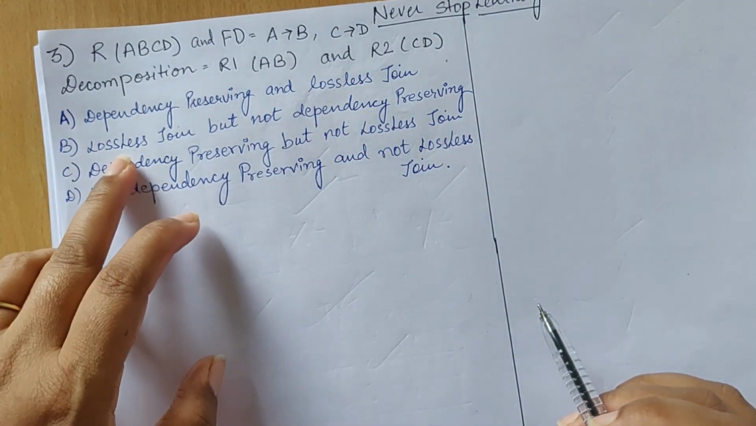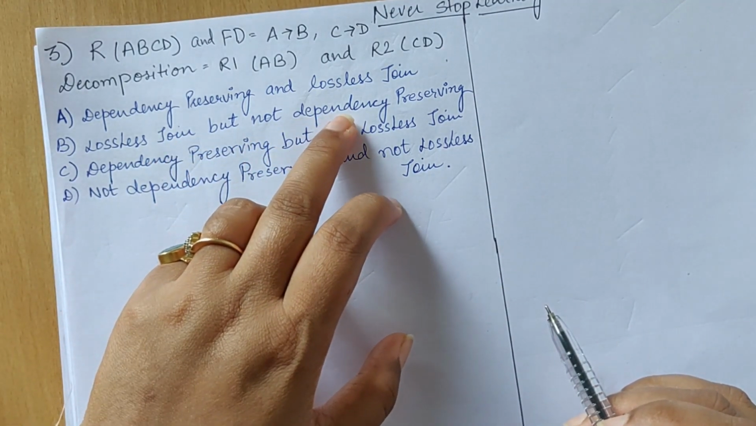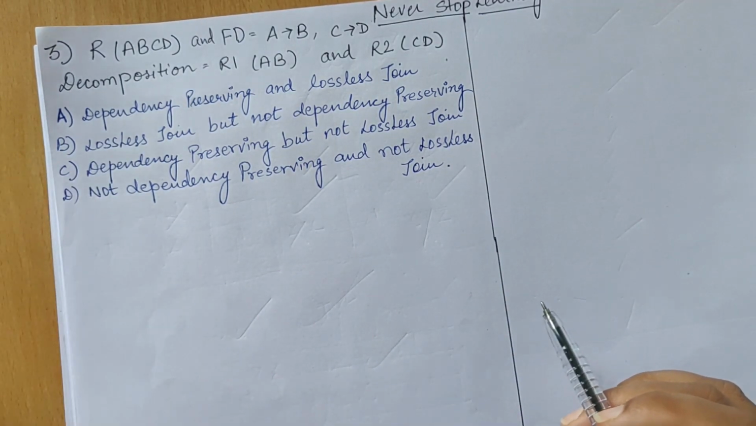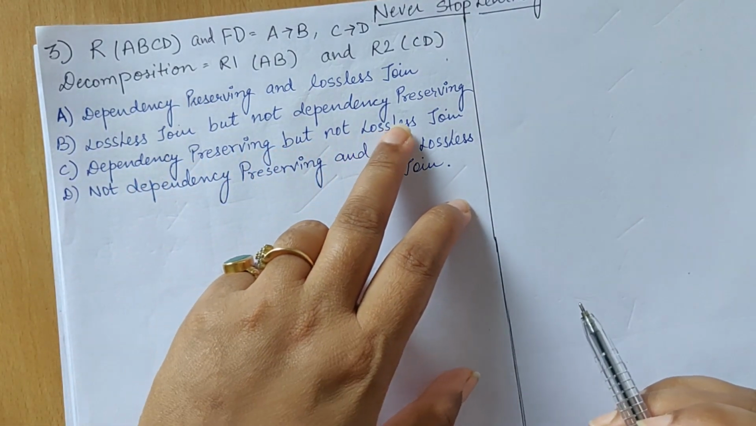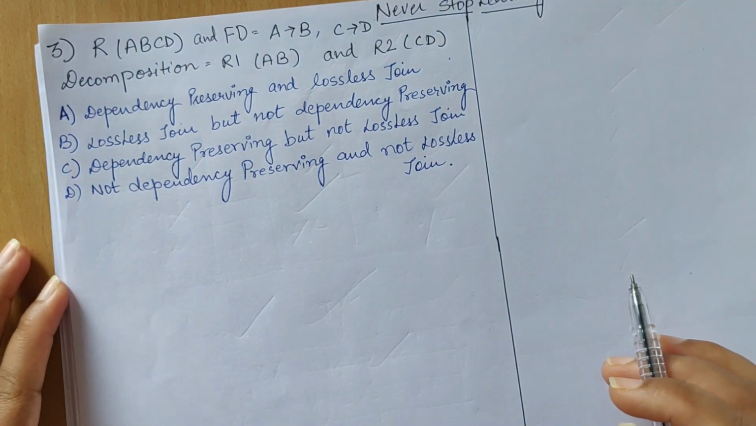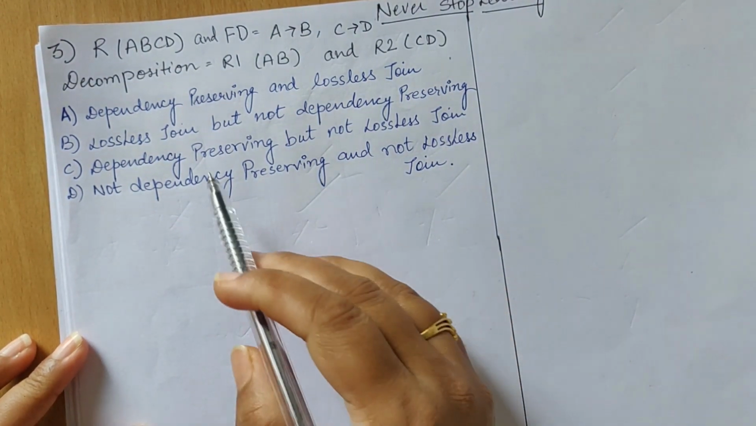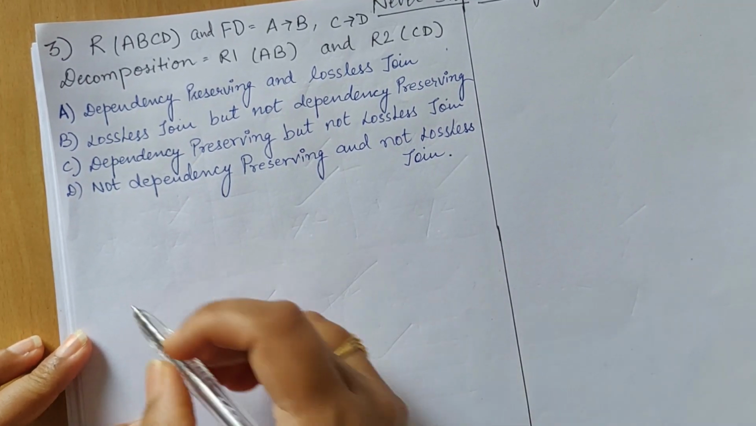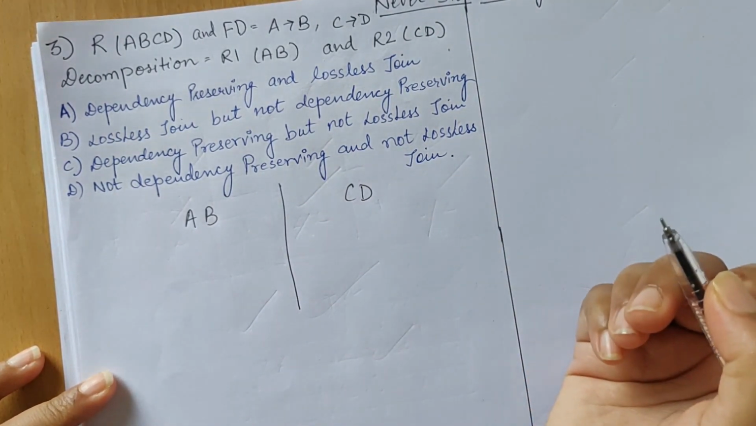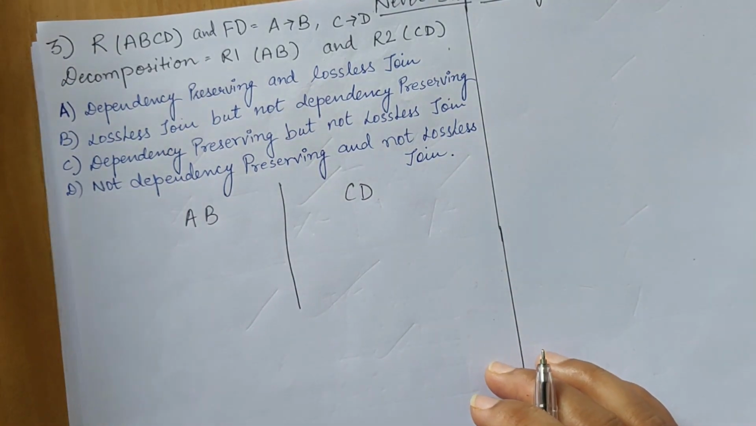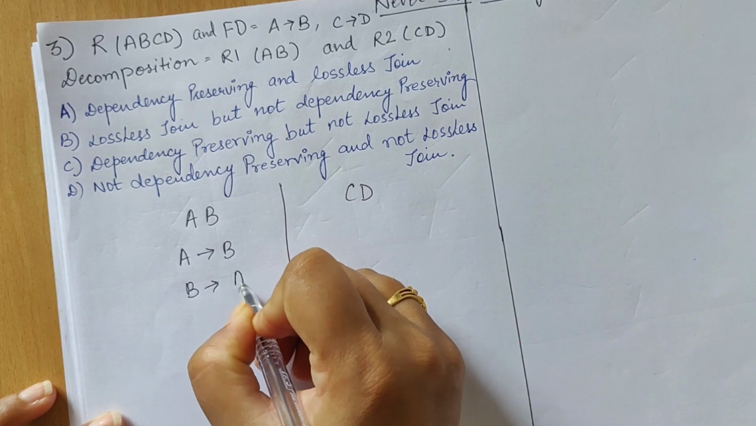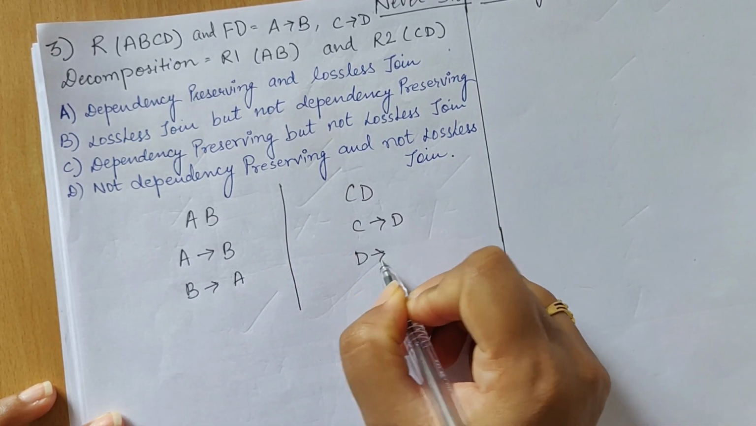Lossless join but not dependency preserving, this option is also gone. Now we have 2 options among C and D. There can be an option where it is dependency preserving but not lossless, and another where it is not dependency preserving and not lossless. So these are the 2 options we have to consider. Now what we have to check is whether it is dependency preserving or not, and the answer will be in front of you. So I have to write down my tables like this, AB and CD. Here I will write down all the possible non-trivial dependencies. For AB, I can get A determines B and B determines A. Here I can have C determines D and D determines C.